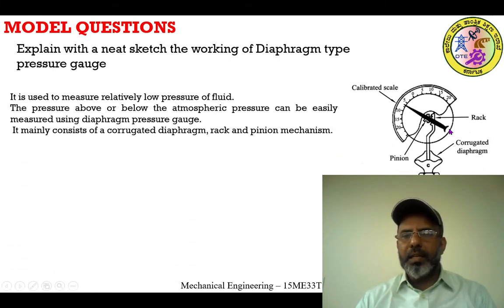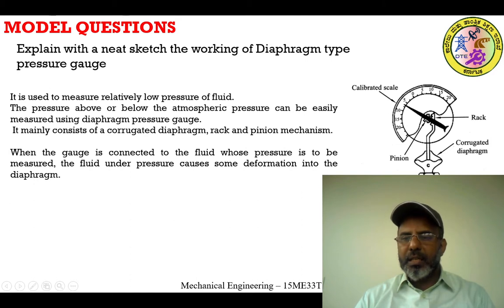It generally consists of 3 main parts: the corrugated diaphragm, the rack and the pinion mechanism. When the gauge is connected to the fluid whose pressure is to be measured, what happens? The fluid under pressure causes deformation of this corrugated diaphragm.